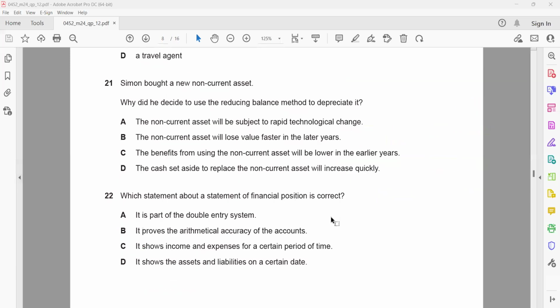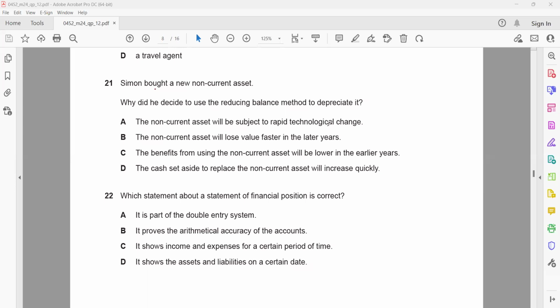Okay, 21. Simon bought a new non-current asset. Why did he decide to use the reducing balance method to depreciate it? A. The non-current asset will be subject to rapid technology change.